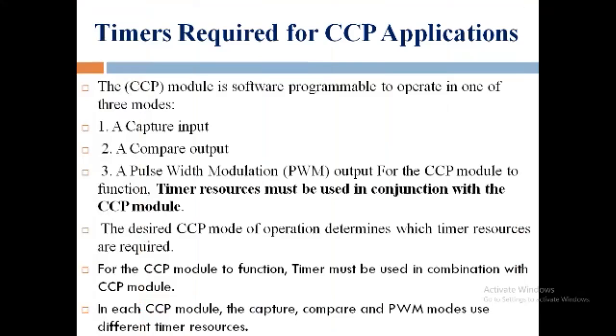The CCP module is software programmable to operate in one of three modes. These are: one is a capture input, second is a compare output, third is a pulse width modulation PWM output. These are the three modes. Timers are required for the operation of the CCP module.